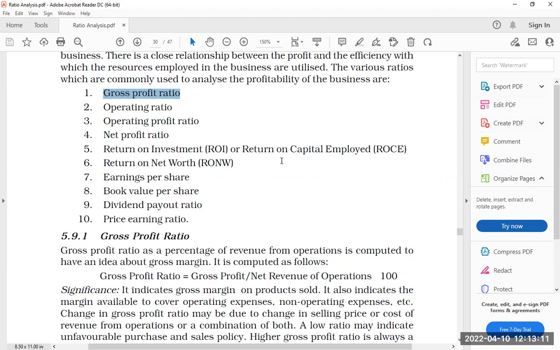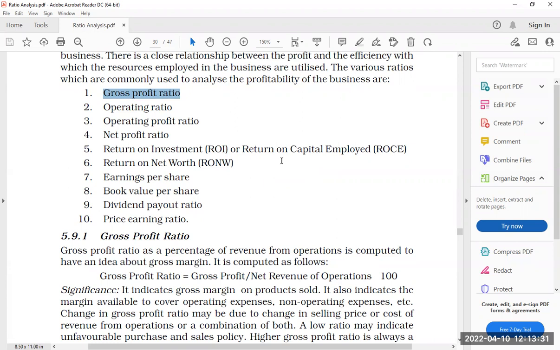What we prepare according to the Companies Act, gross profit need not be revealed separately. In the format, it is not there. But actually, the accounting term is gross profit. What is gross profit? Sales minus cost of goods sold is called gross profit.